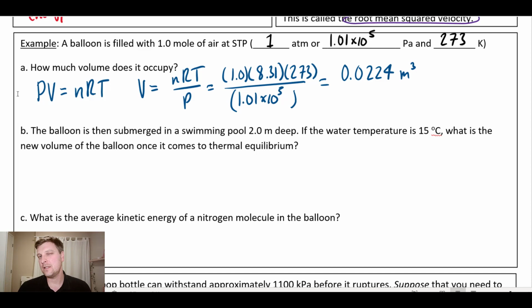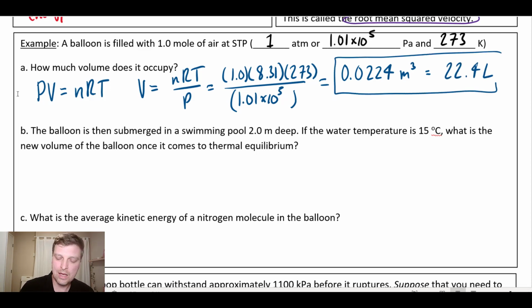Now that number might seem kind of familiar to some of you, because if you were to convert that into liters, if I move that decimal place over 3 spaces, I would find that that is equal to 22.4 liters. And so you may have run across that in previous chemistry classes, and you know that 1 mole of ideal gas occupies 22.4 liters of space at so-called STP. But what if we change things about it? We change the pressure and we change the temperature.